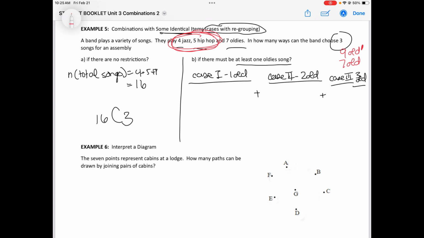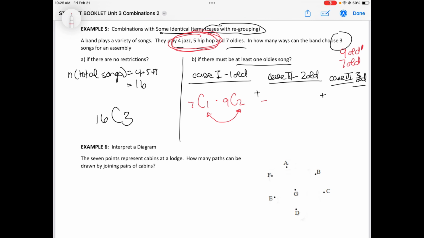So if we have 1 oldie, we have 7 oldies, choose 1. Then we have 2 songs left, so we have to choose 2, and it's going to be 9 choose 2. And take note, however many we're choosing, 1 and then 2, this adds to 3. We've chosen 3 songs.